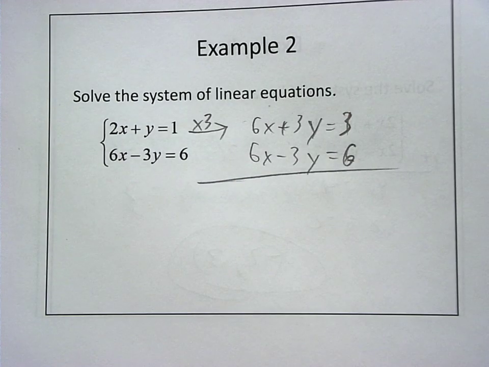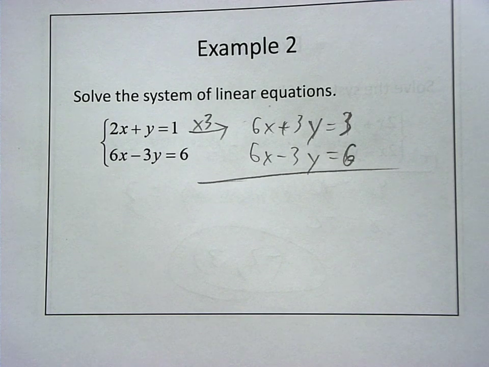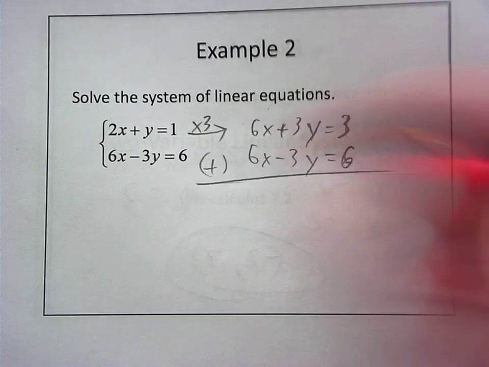Honestly, that's what ends up happening quite a lot of the time: students will forget to multiply the constant as well. They'll do the two coefficients and then not do the constant. So, do I want to add or subtract? Does it actually matter? No. If I add them, it'll eliminate the y. If I subtract them, I'm going to get rid of the x. Since it doesn't matter, I'm probably just going to add.